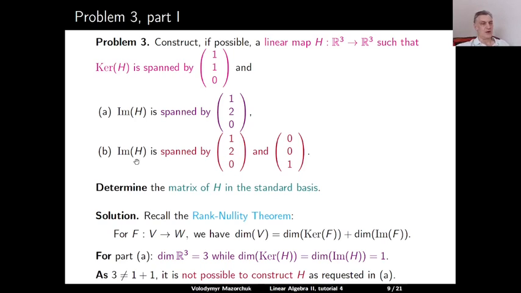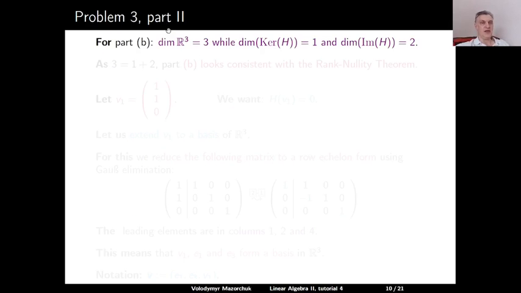So let us now look at part B. The difference in part B is that it requests that the image of H is spanned now by two vectors, and these two vectors are clearly not scalar multiples of each other, so they are linearly independent. So in part B, it is requested that the image of H should have dimension 2. So for part B, the dimension of the original space is 3. The dimension of the kernel of H, just like in part A, is 1. But now the dimension of the image of H is 2. And 3 is equal to 1 plus 2. So part B is consistent with the rank nullity theorem.